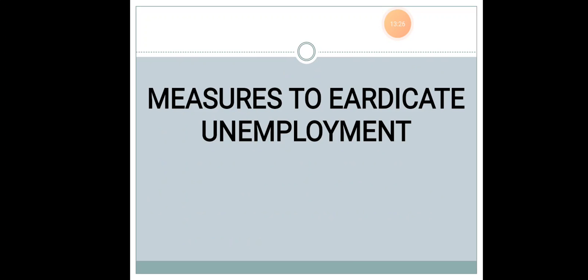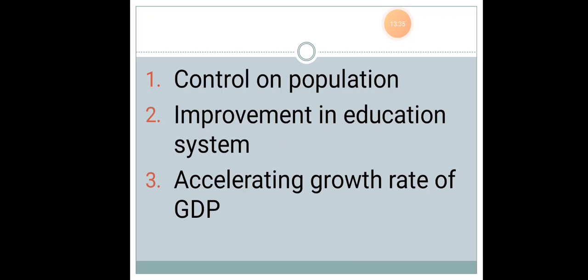The last thing is measures to eradicate unemployment. Eradicate in the sense of reducing unemployment. First thing is control on population. This is one of the major things everybody in the economy should get to know. Controlling the population, through campaigns, trainings, or any kind of information, should be given to everybody in the economy about birth control measures, which is very important.